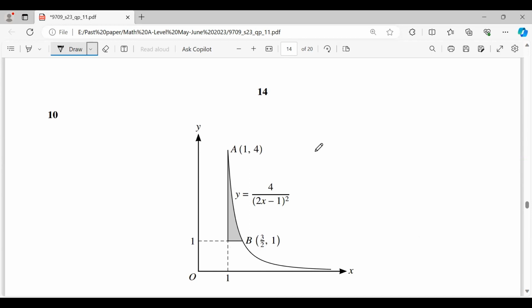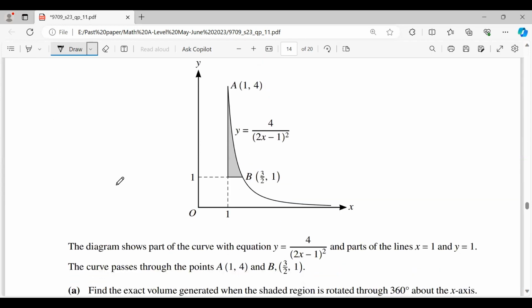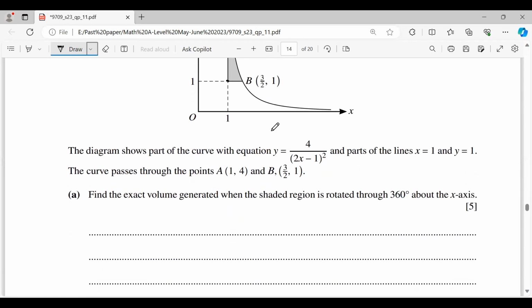Then this graph. This diagram shows part of the curve with its equation, and part of the lines x equals 1 and y equals 1. So this is 1, 1 here. The curve passes through the point A, and B is on this line. Find the exact volume generated when the shaded region is rotated through 360 degrees. Okay, we have to use integration.